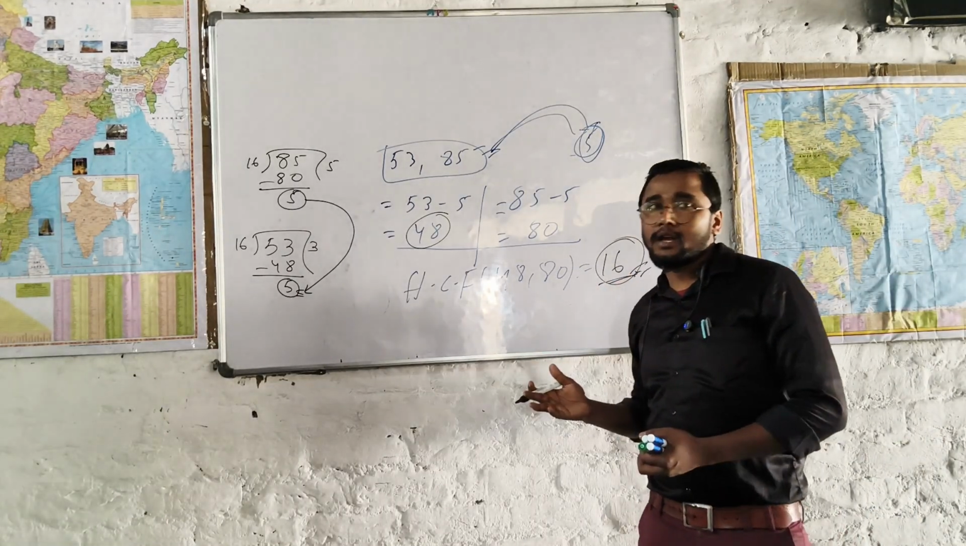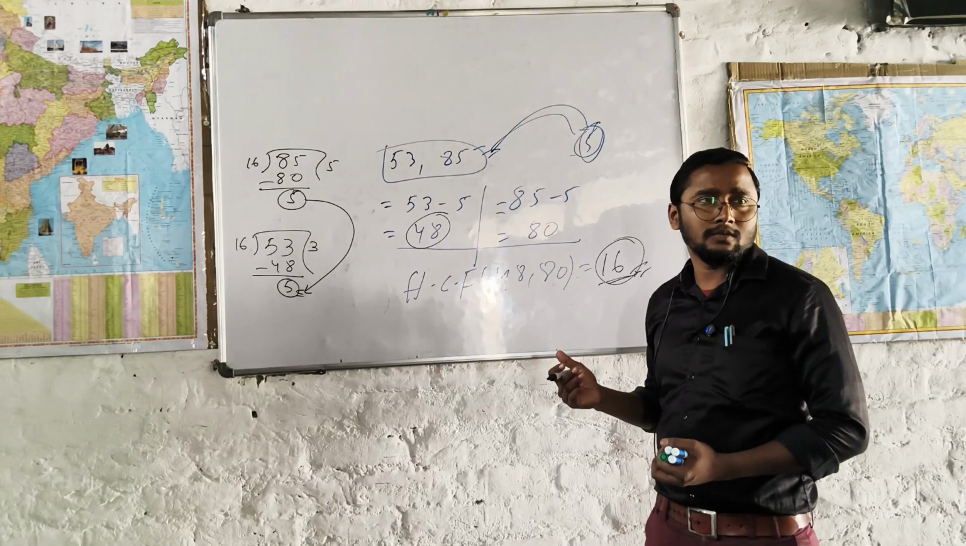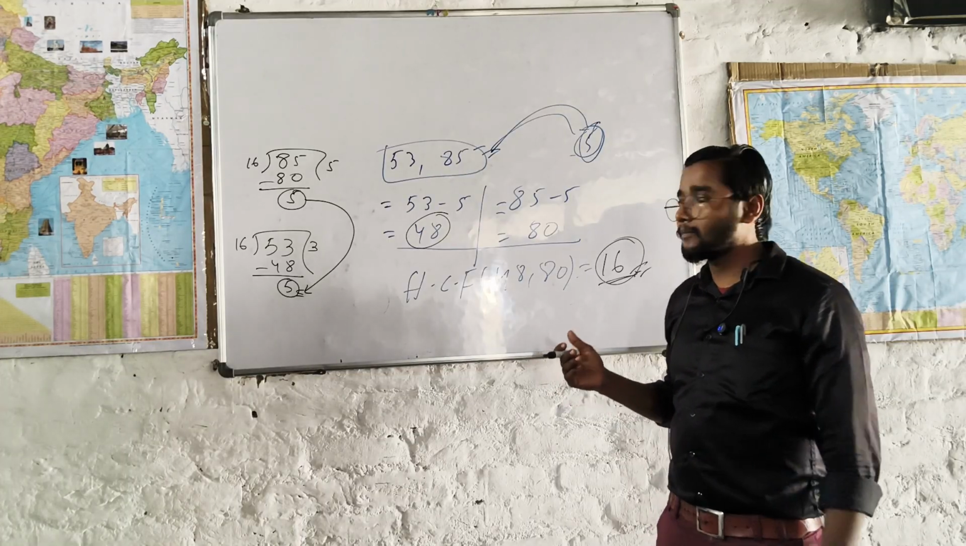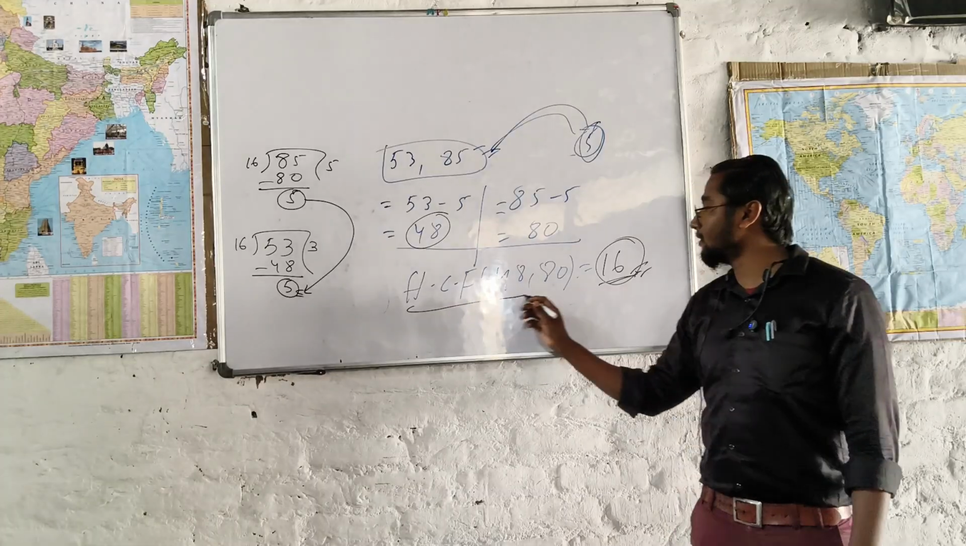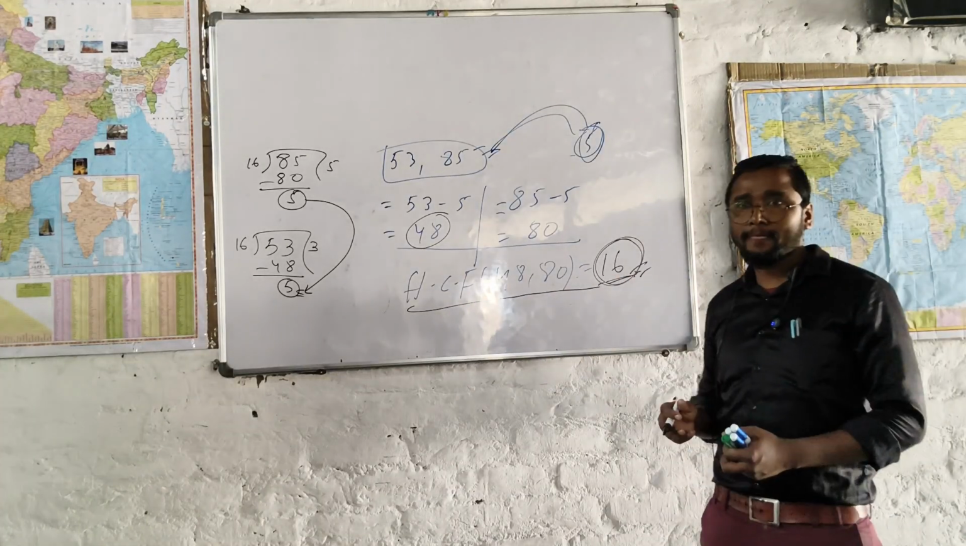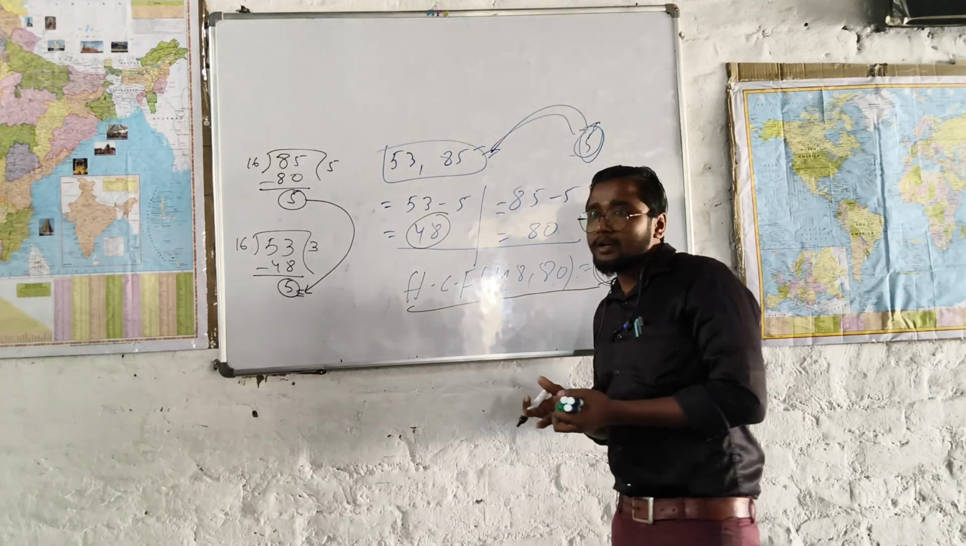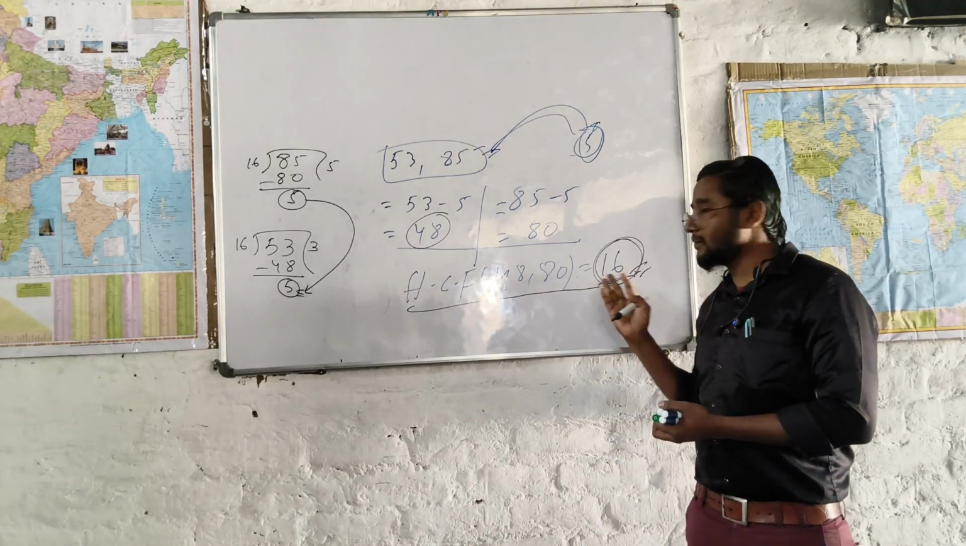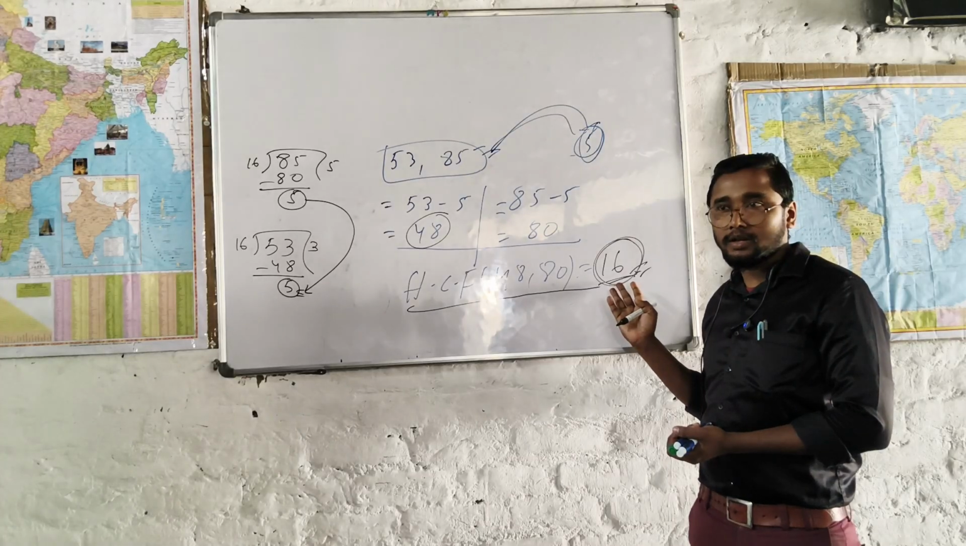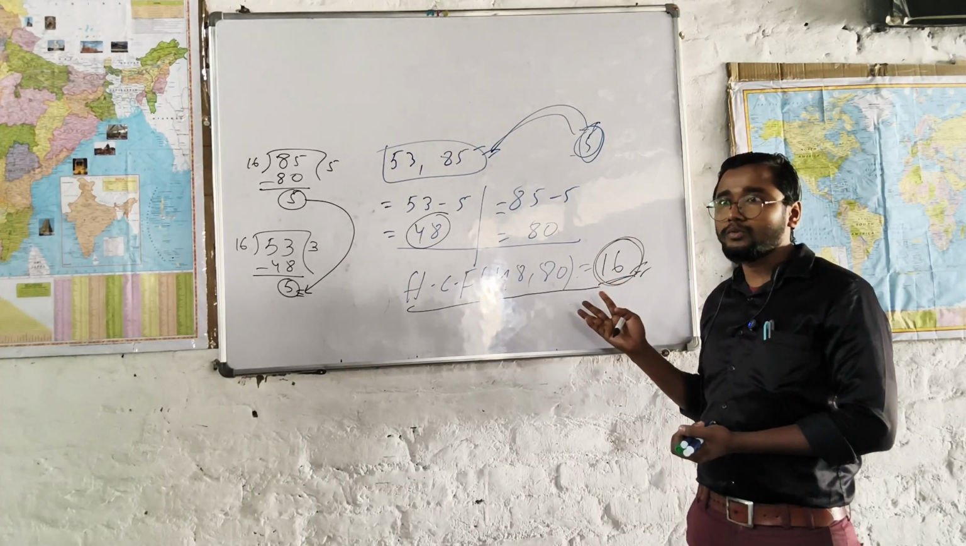So what I'm telling you now, look at the board. What I'm telling you now, the HCF of 48 and 80 is 16, right? Now in this time, you will say, sir, will you divide 48 and 80 by 16? No. What will you do?